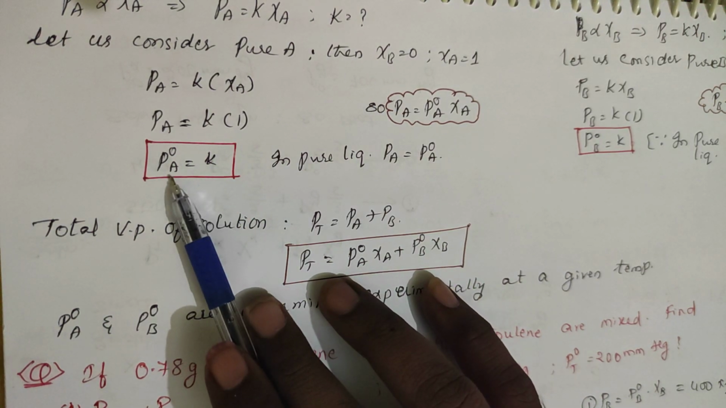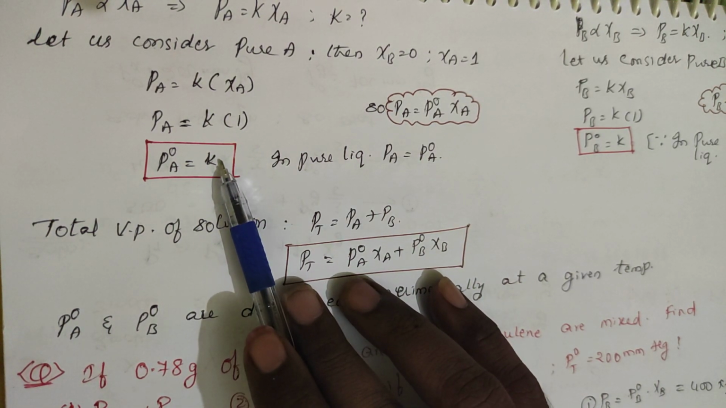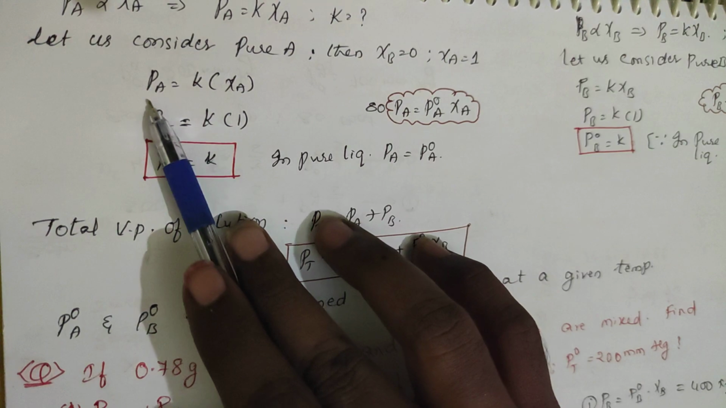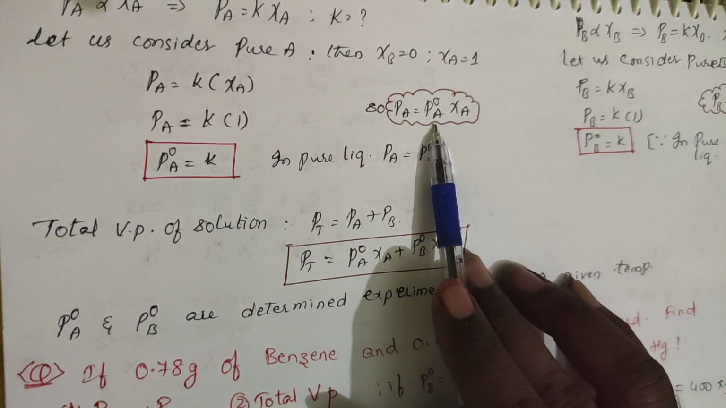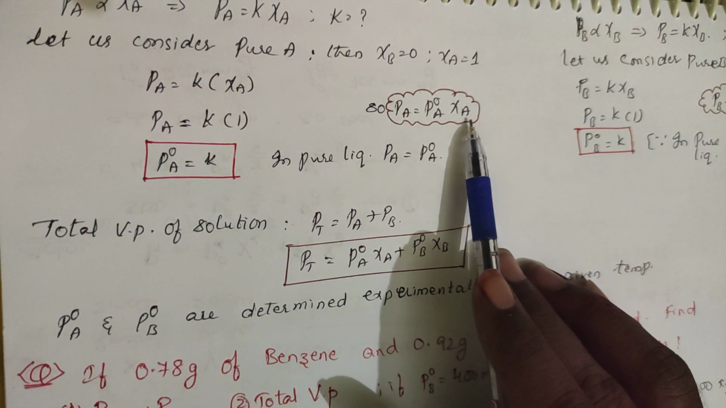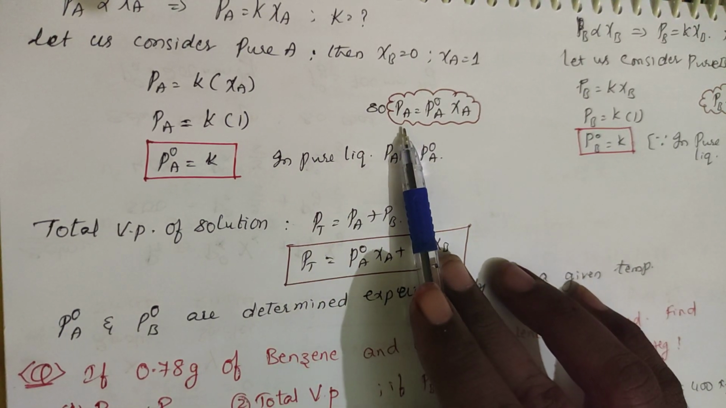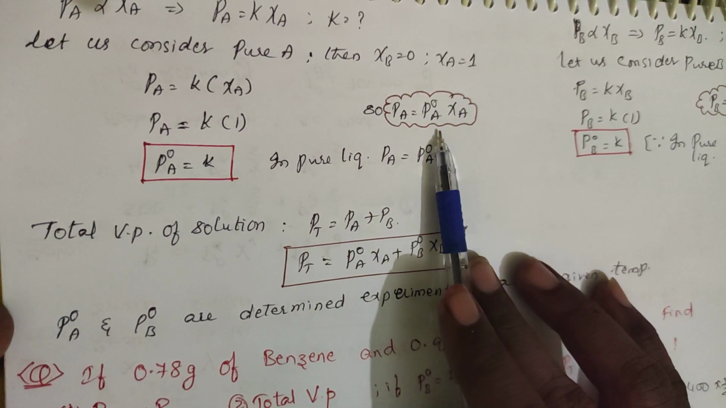K is equal to P naught A. So you keep this P naught A value here. So PA will be equal to P naught A, in place of K, into the mole fraction of A. So the partial pressure will be equal to P naught A into the mole fraction of A.